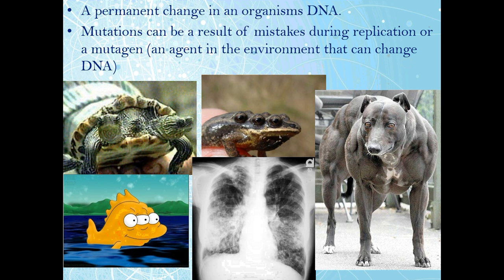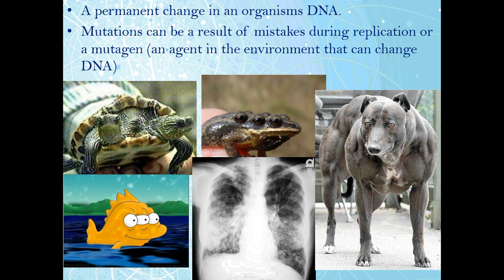This can happen in any cell of your body and cause something like maybe cancer, but only if it happens in your gametes is it something that can be passed down to your offspring. A mutation can be a result of just a mistake during replication, or there could be something in the outside environment that causes a mutation to occur.